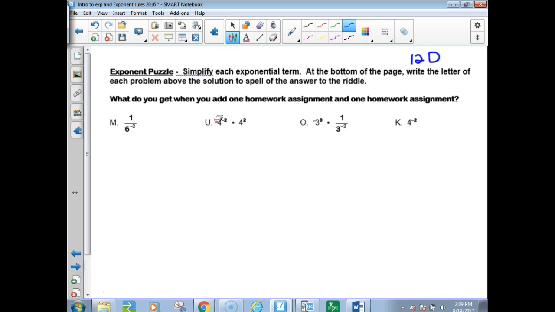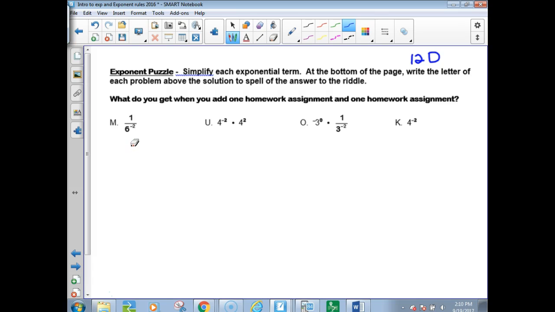So now let's check out how you're going to do the puzzle, and I'm only going to do a couple, and then we're going to go to some harder problems on 12E and F. To simplify each exponential term, and at the bottom of the page, write the letter of each problem above the solution to spell the answer to the riddle. What do you get when you add 1 homework assignment and 1 homework assignment? I don't think it's going to say 2 homework assignments.